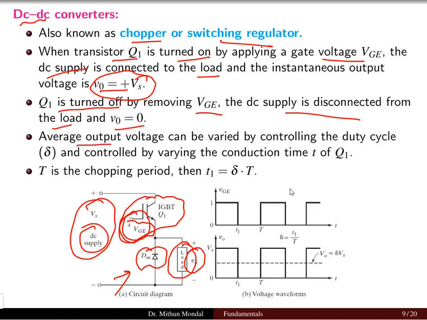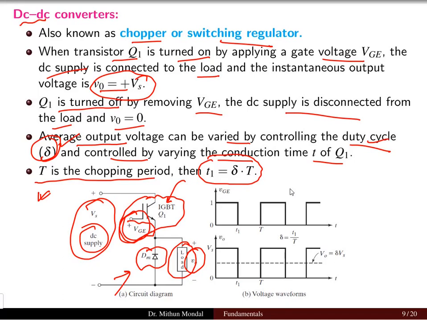The average output voltage can be varied by controlling the duty cycle, which is known as delta, and controlled by varying the conduction time T1 of Q1. So for the IGBT transistor, this duty cycle, known as the delta operation, can be controlled to make the conduction time different. T is the chopping period, and the total conduction time T1 is given by delta into T. Here we are giving just a brief overview. We will see it in detail in the coming lectures.